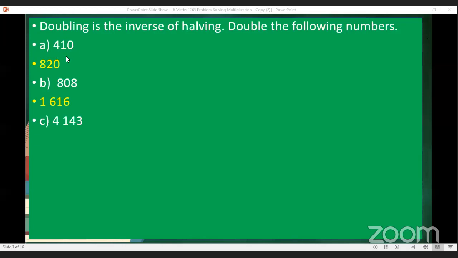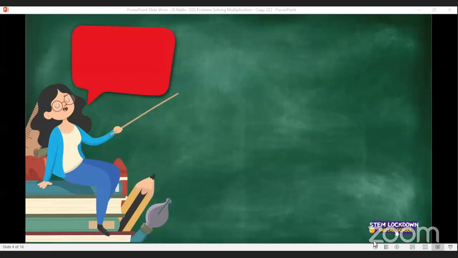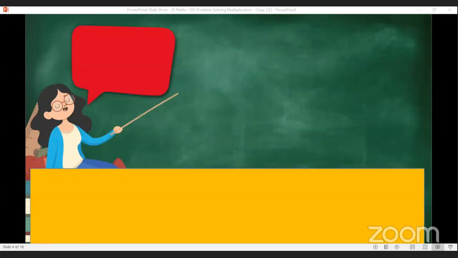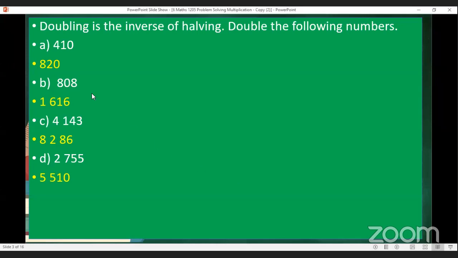We double from the units. So we double 0, and as you write your answer, grade 5, you write your answer from the units. If I double 0, it's 0, it doesn't change. And then if I double 1, you can say 1 plus 1, and then it's 2. And if I double 4, I say 4 plus 4, and I get 8. So that is how we double. And then number B is 808.